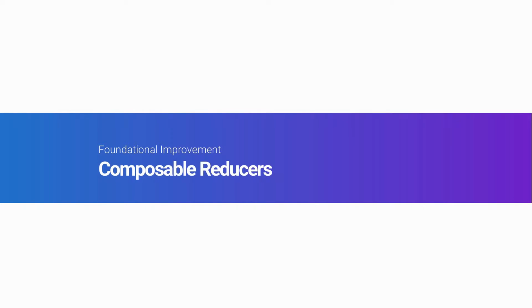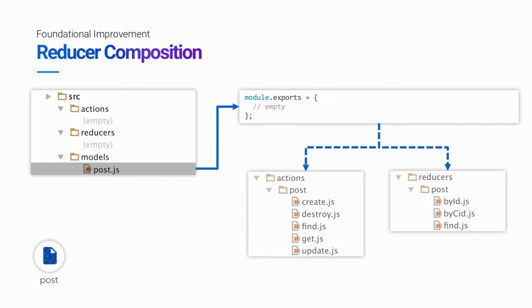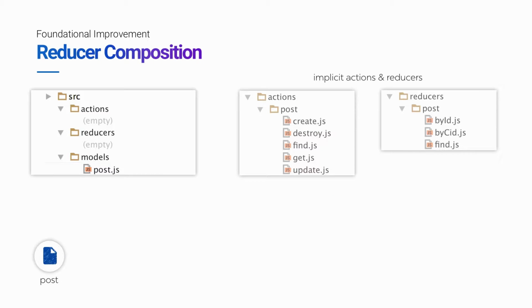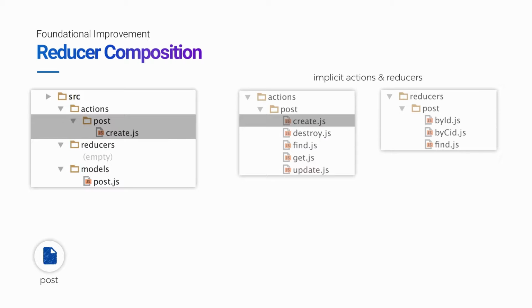The second foundational change in Lore is the ability to compose reducers, and this is something I'm personally very excited about. If you recall, when you create a model in Lore, the framework implicitly provides a set of actions and reducers that support standard CRUD operations. So let's focus on those. Now, if you wanted to override the default create action, you simply create your own action under action/post/create. And once you do, Lore will notice that you provided your own create action for the post, and it will use that one instead of the default.